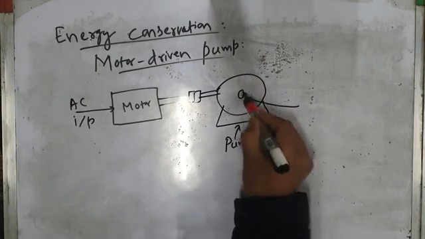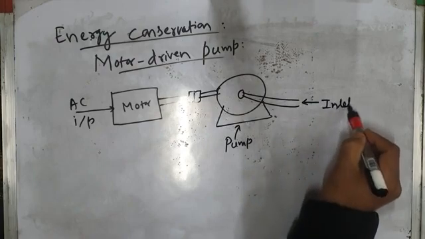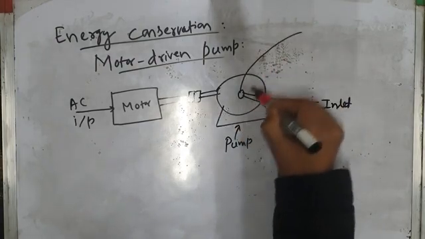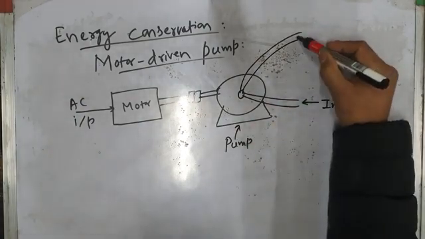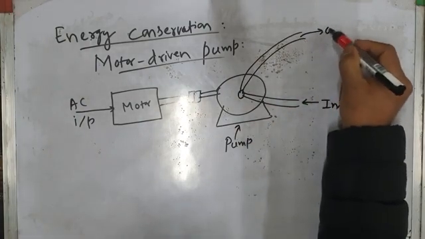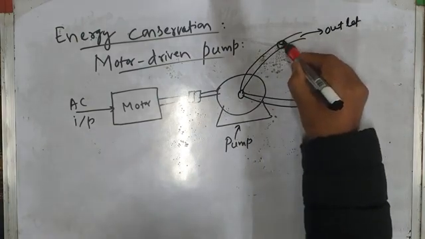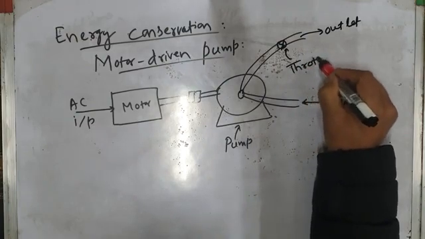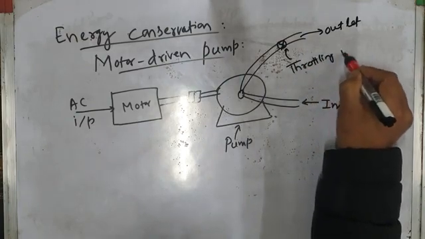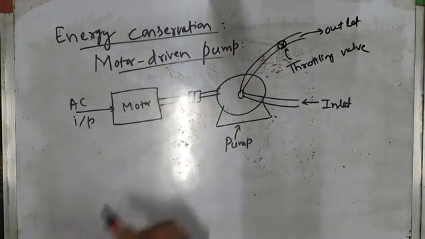This is the inlet pipe of the pump, and water enters the inlet pipe from here, and this is the outlet. We want to pump the water to a certain height. This is the outlet pipe of the pump, and you have a throttling valve here for controlling the flow rate. What happens when the motor is connected to AC source? It starts drawing the power.